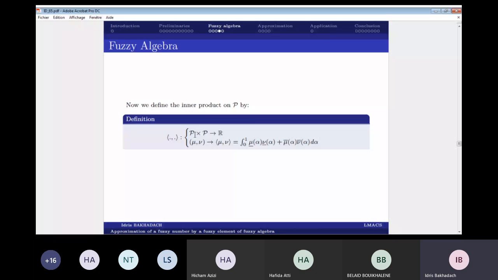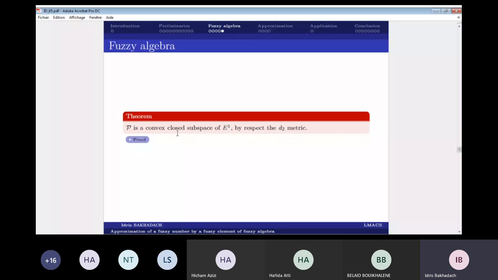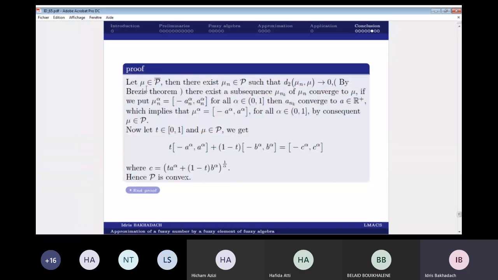So we can show that P is a convex closed subset of the class of elements of the fuzzy algebra, of fuzzy numbers, with respect to the D2 metric space defined previously. For the idea of the proof, we take an element of our algebra. So there exists a subsequence in P such that the distance goes to 0.